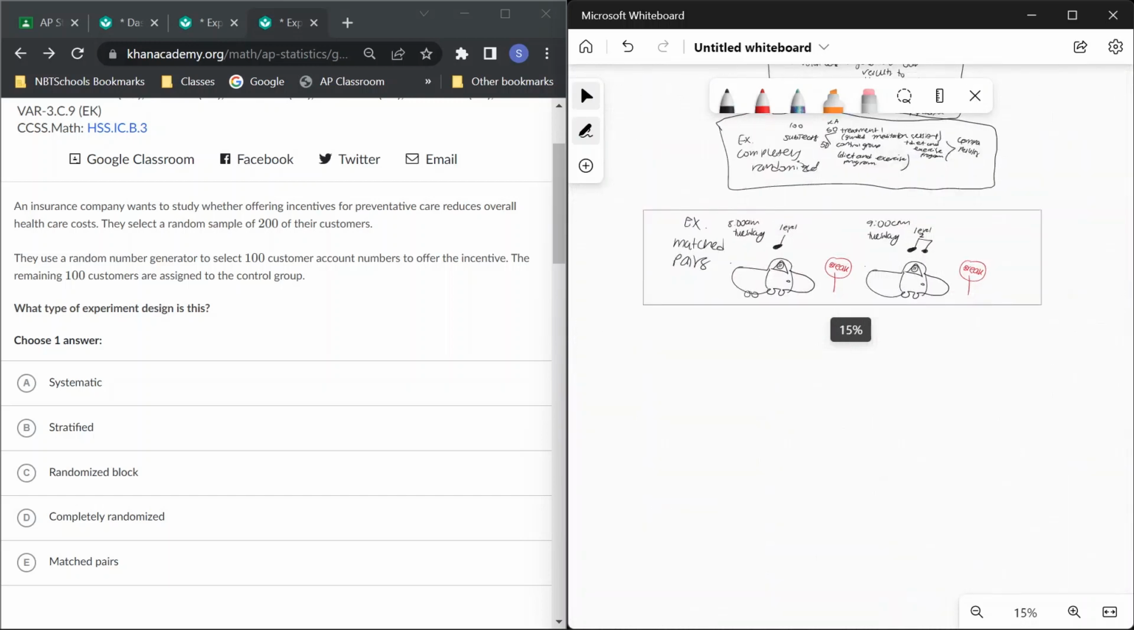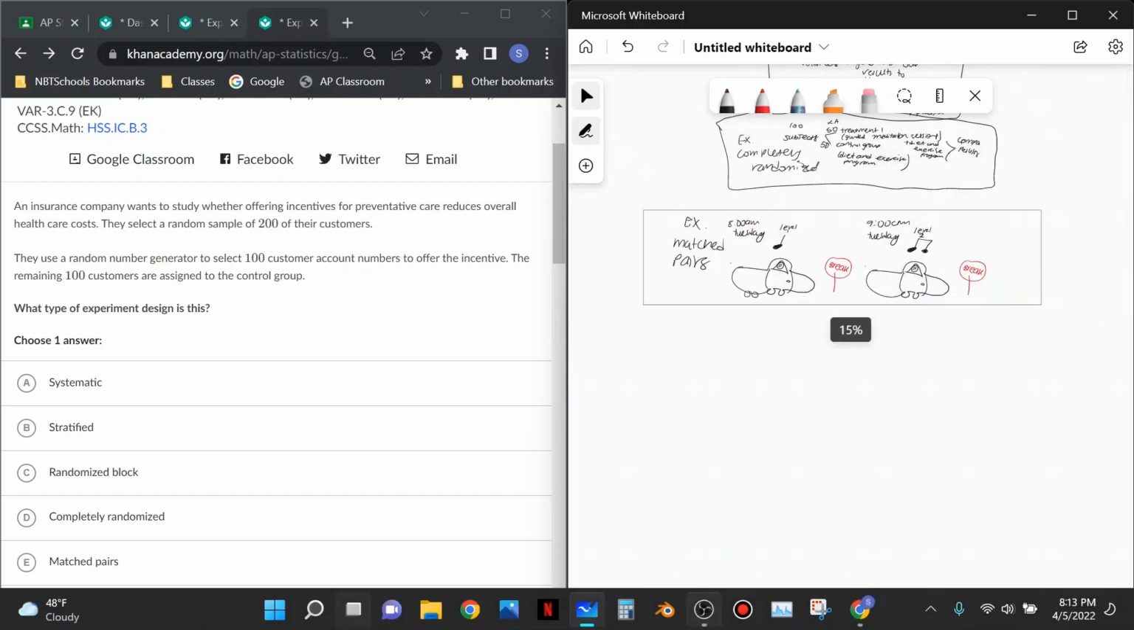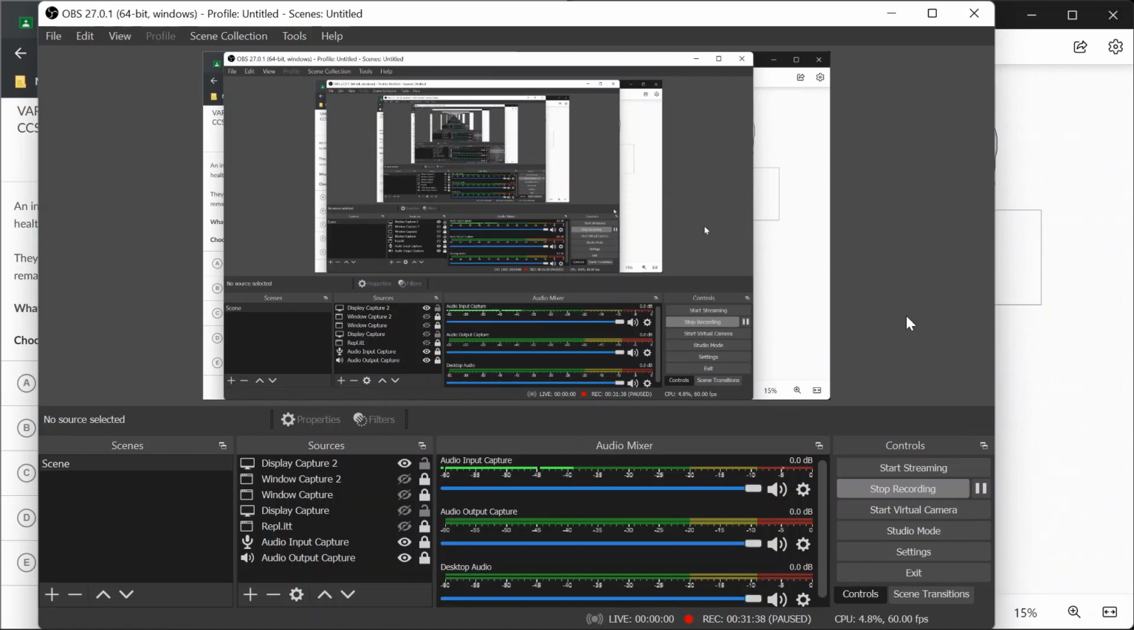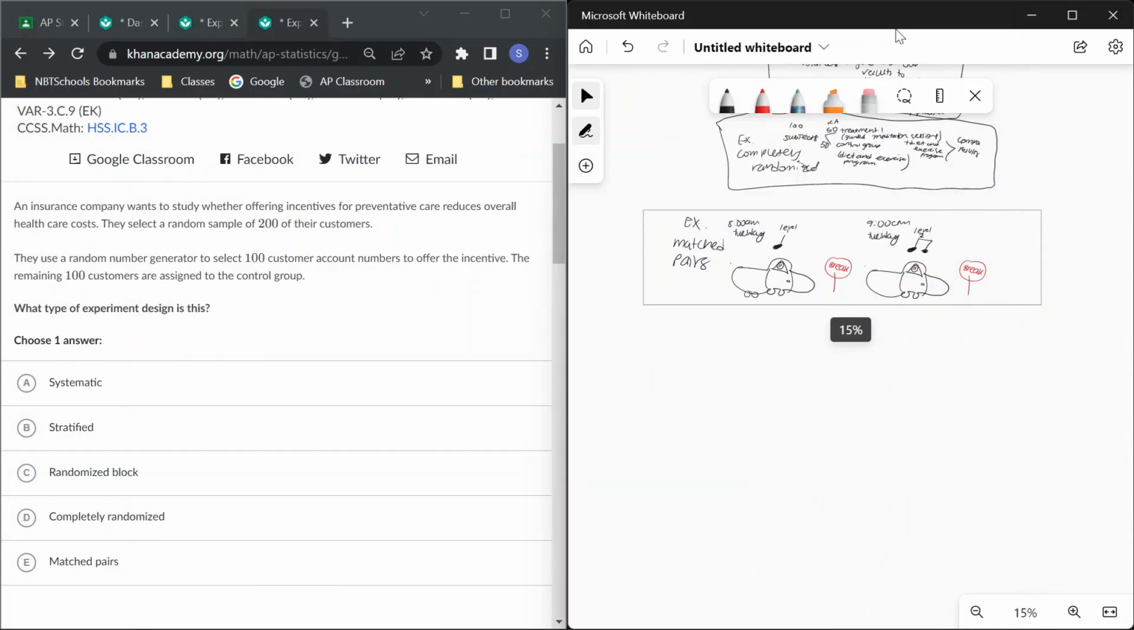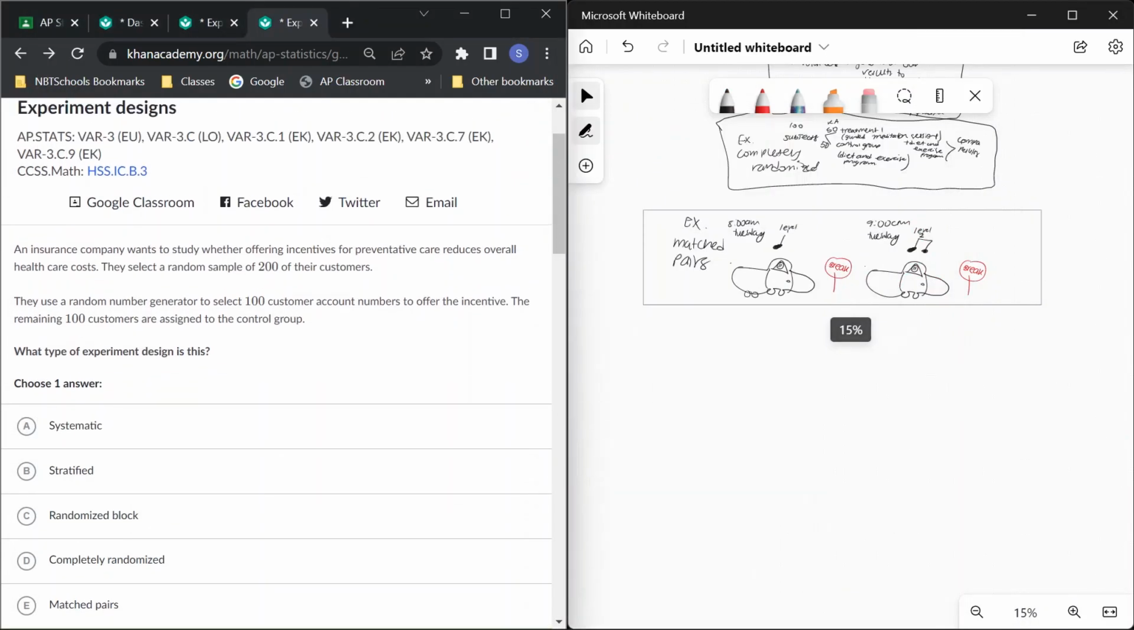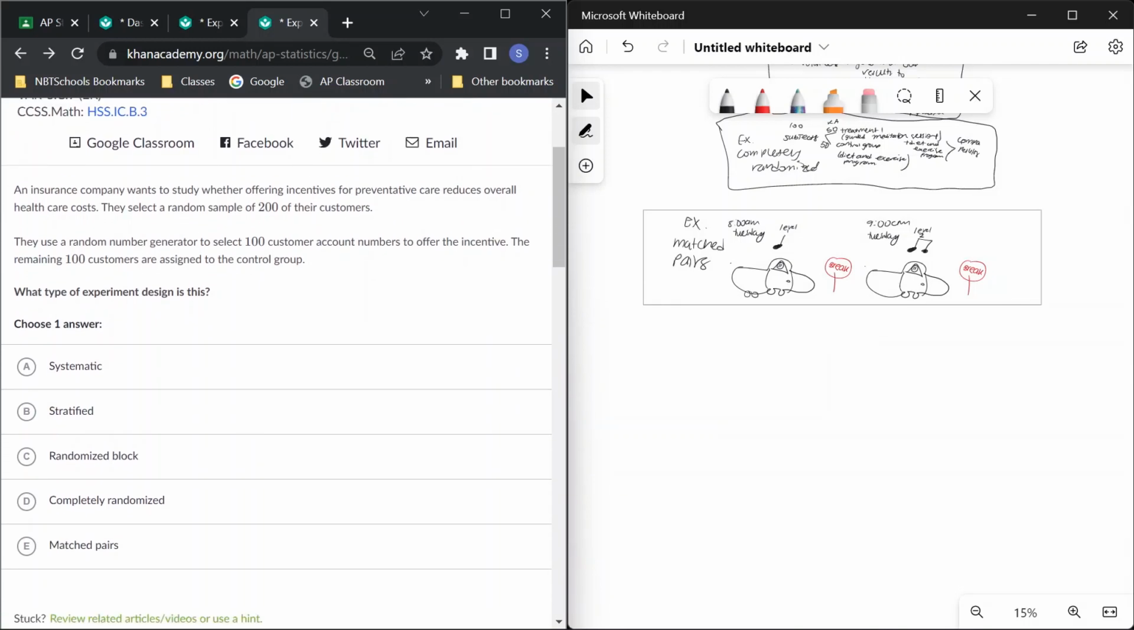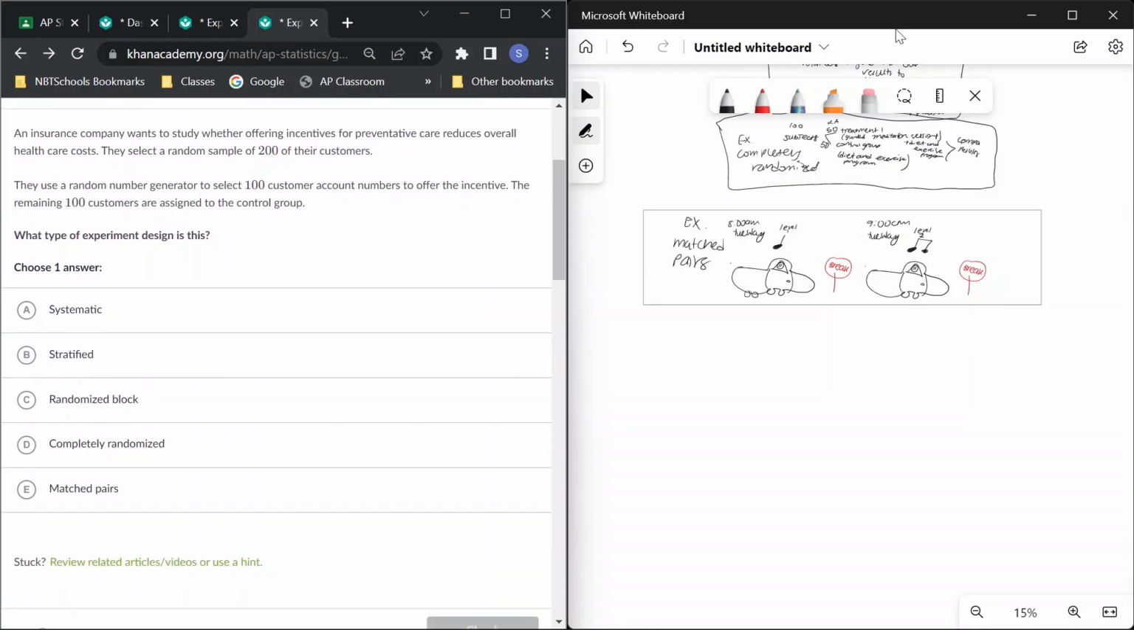Okay, so this is matched pairs. An insurance company wants to study whether offering incentives for preventive care reduces overall healthcare costs. They select a random sample of 200 of their customers.